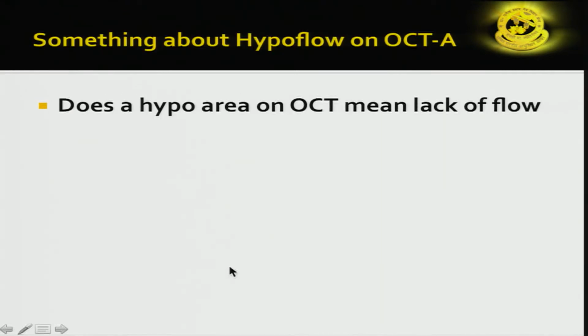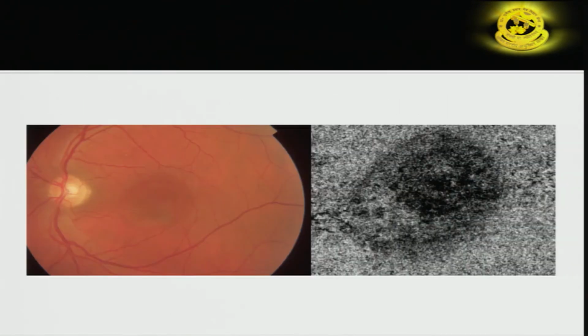So now this was about the hyperflow areas. Now I will tell you something about the lack of flow, hypoflow. So does a hypo area on OCT-A always mean a lack of flow? This is a patient of CSR. Even in a case of CSR, there is some signal attenuation and you get a patch of hypo in the choriocapillary segmentation. Does it mean there is choriocapillary ischemia here? Well, I don't think so.